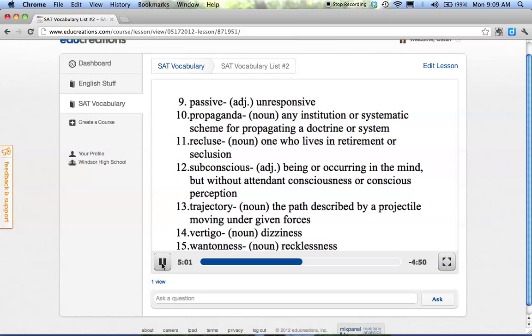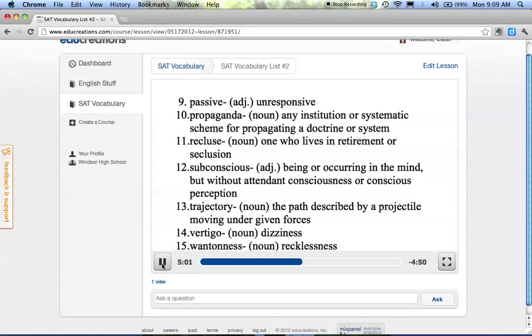Number 12 is subconscious. Sub means under. So the root word sub means under. Think of a submarine, which goes under the water. Subconscious means being or occurring in the mind, but without you being aware of it. They describe it as "without attendant consciousness or perception." So what happens in your subconscious is happening in your mind without you being aware of it.